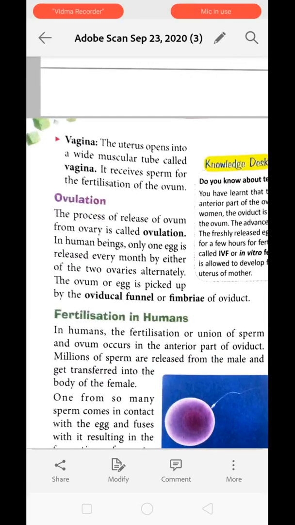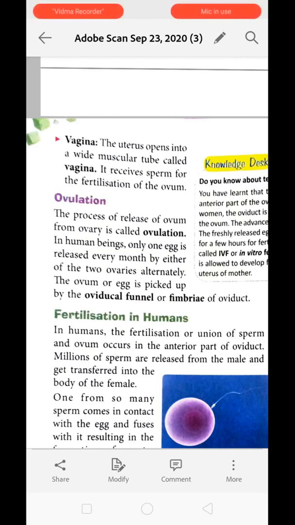Okay. The process of release of ovum from the ovary is called ovulation. After the ovum gets mature inside the ovary, it gets released from the ovary, and the process of releasing the ovum from the ovary is called ovulation. Do you know the number of ovum that has to mature in a female?